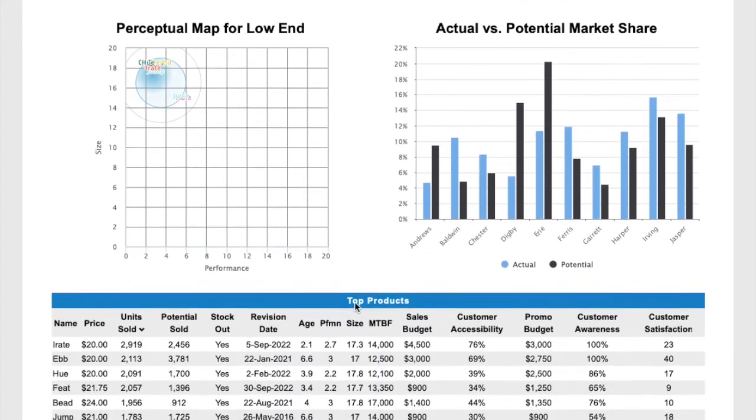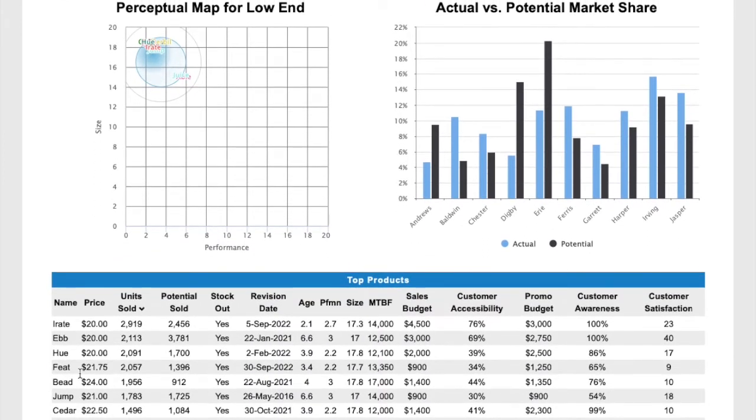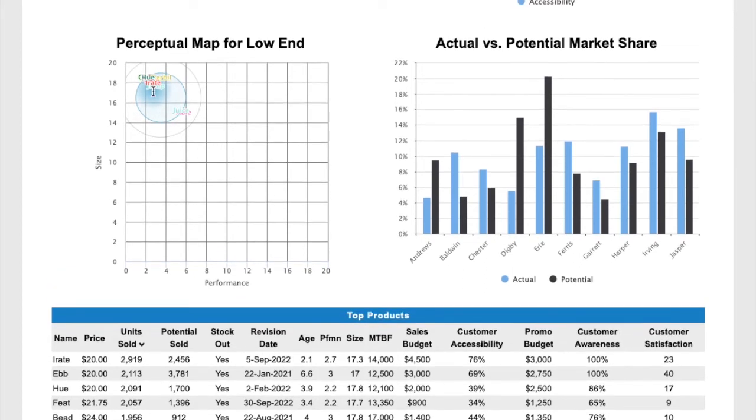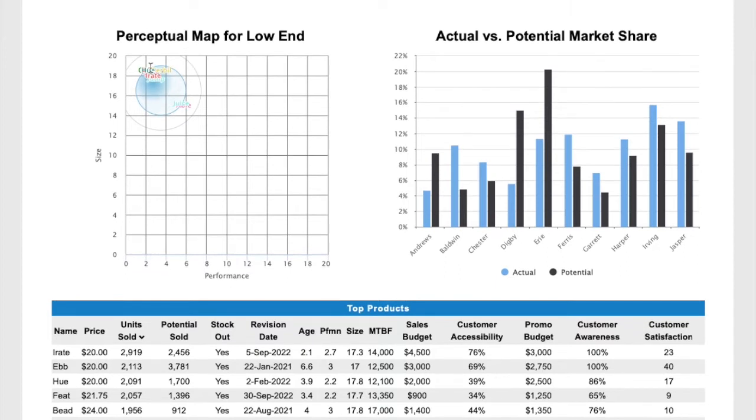Then we can see right here, Team Ivory have sold close to 3,000 products here and high accessibility. So that's why we can see Team Irate and also the product Jump pretty much at the ideal, the most sweet spot in this market segment. So that's why these two teams can sell a lot of product here.